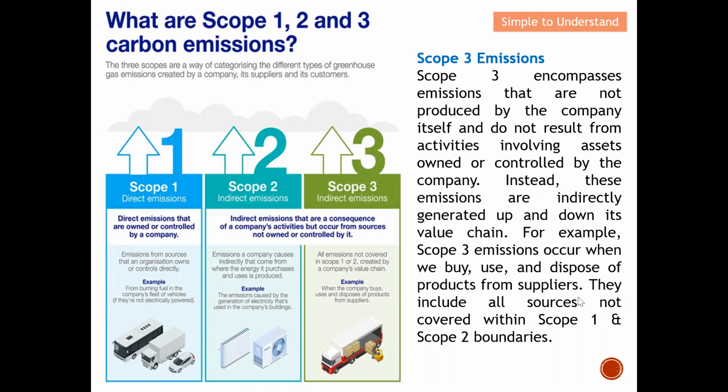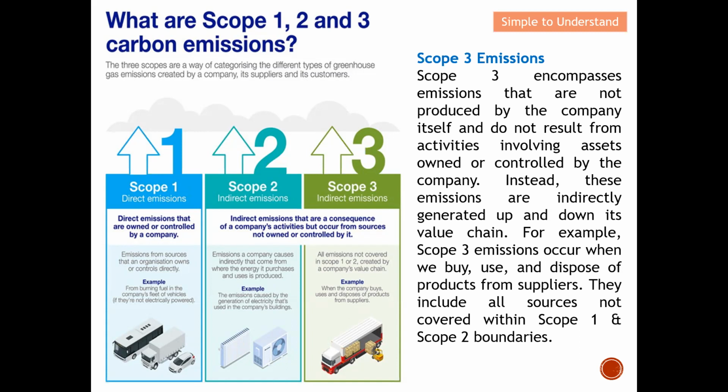So they include all sources that cannot be covered within the scope 1 and scope 2 boundary. In short, if these activities don't fall under scope 1 and scope 2, then they will fall under scope 3. I hope you now have a better idea of scope 1, scope 2, and scope 3. Scope 1 is direct emission, where you have some form of control over it. Scope 2 and scope 3 are indirect. For scope 2, for example, because of your activities, you have a company which needs power in order to function, and therefore how you use the power becomes a scope 2 emission.